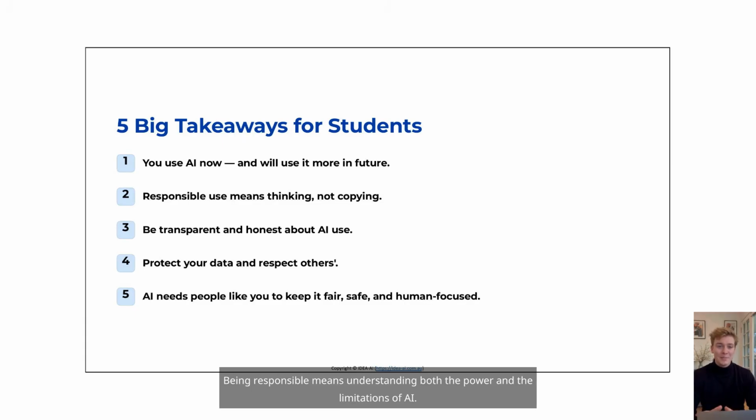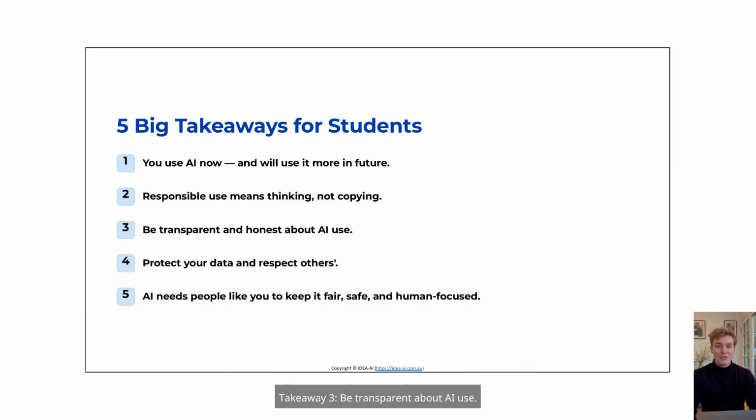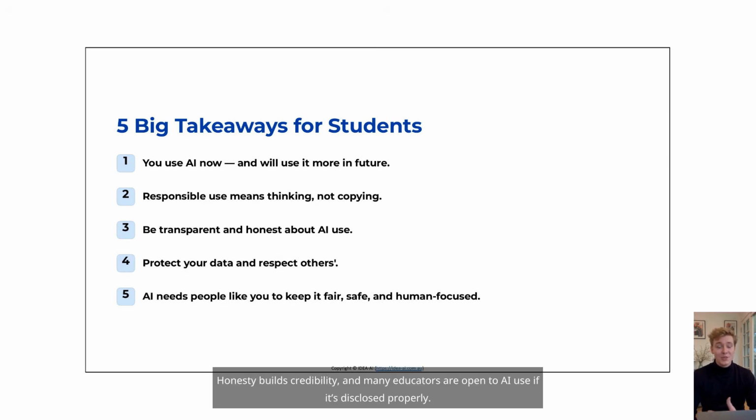Takeaway 3. Be transparent about AI use. Academic integrity is built on trust. If you use AI to help with research, planning, or grammar, say so. Honesty builds credibility, and many educators are open to AI use if it's disclosed properly.